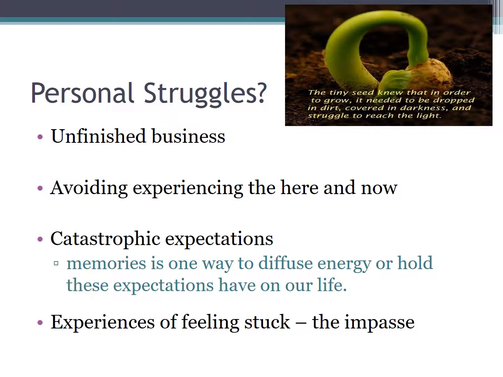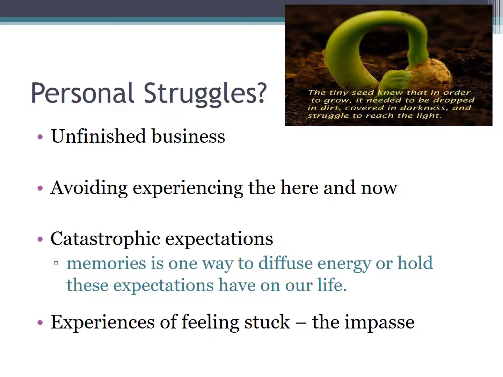Before I explain all of these, I want you to look at the graphic there. The graphic says the tiny seed knew that in order to grow, it needed to be dropped in dirt, covered in darkness, and struggle to reach the light. That's what you're dealing with when you're dealing with individuals and you're trying to apply this particular theory.